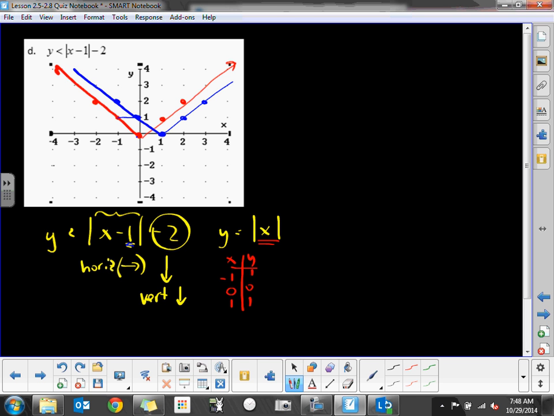Then I want to go down 2 units, which means every point gets moved down 2 units. So 1, 2. This point goes here, down 2. This one will go here, and there, and down 1, 2, and down 1, 2. And that's the new path of my graph. I'll try to do that in a different color here. This is the final orientation of our changed graph.